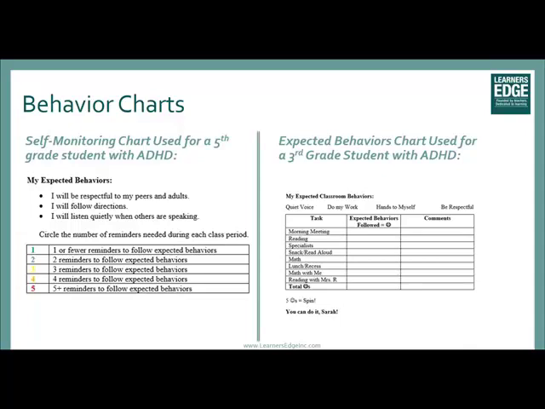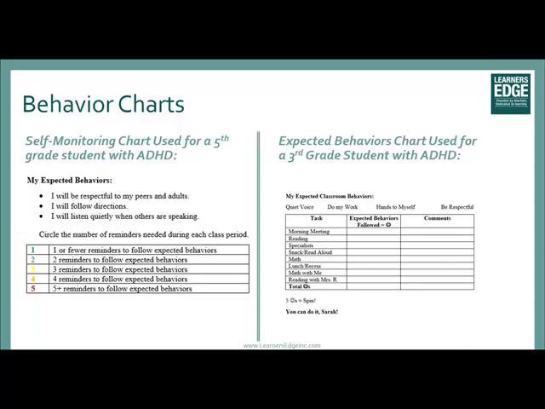So she earned a smile when she followed her expected behaviors, and then five smiles equaled a spin. I used to have a giant spinner that students could spin at the end of the day for a prize. And then I gave her some extra encouragement on the bottom. You can do it, Sarah. So you can see, very different, but I needed to do what worked for my students. There's definitely not a one-size-fits-all behavior chart.